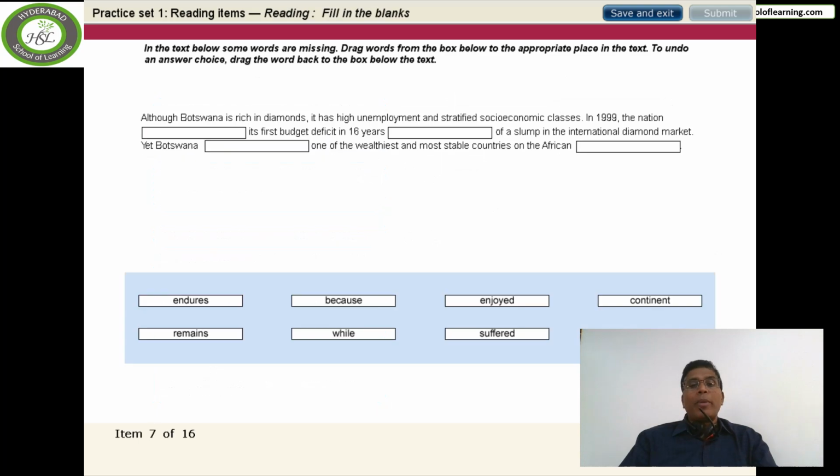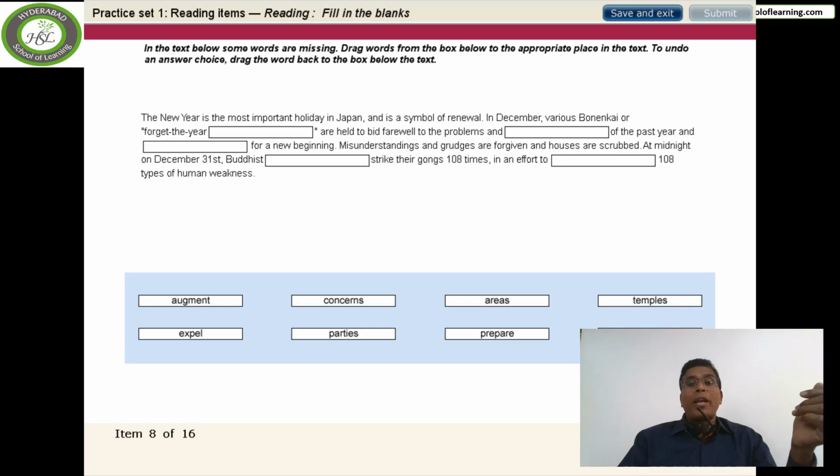Then comes fill in the blanks. Drag and drop means there are options, you will have to drag and drop it. So this is called drag and drop fill in the blanks questions, and you may get around 4 to 5 questions with maybe 15 to 20 blanks also.